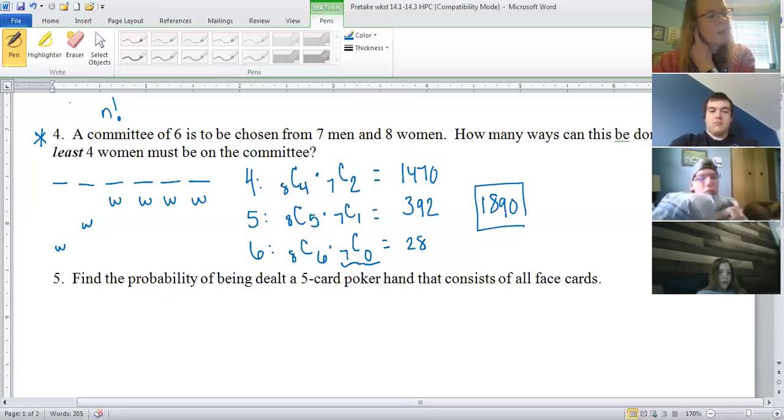For number 5, they're talking about cards. Are you guys familiar with cards? Some yes and some no.